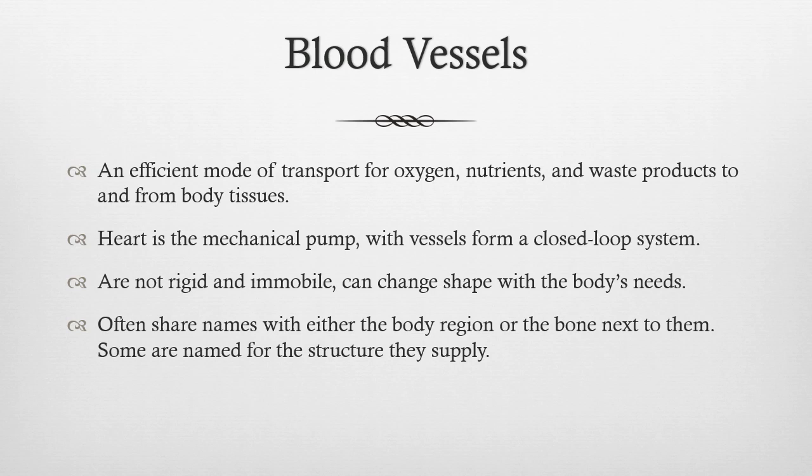And when we're looking at blood vessels, they are somewhat easy to discern because typically they are named after the area of the body that they actually supply. And so they're going to be similar to the name of the bone or to the name of the body region, the muscles that are in those areas. They're all going to have essentially the same name.